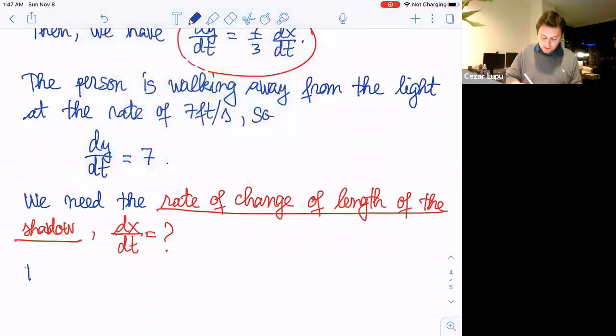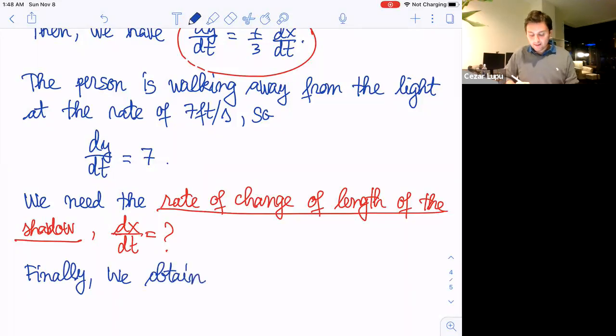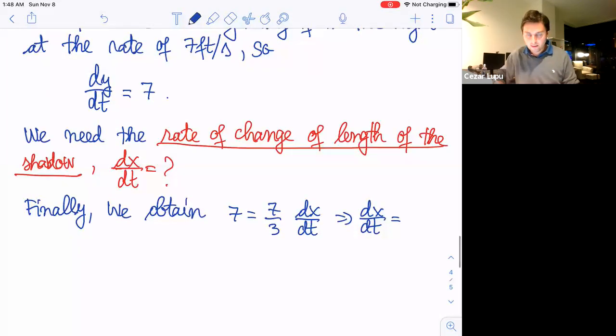So finally, we obtain that dx over dt, let me just write the equation so that you can see exactly how. It will be 7, which equals 7 over 3 dx over dt. And from here, it follows immediately that dx over dt is 3 feet per second. And that's it.